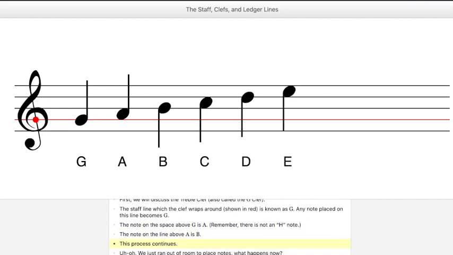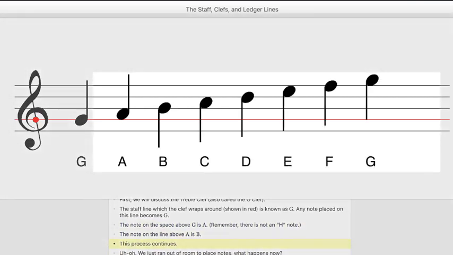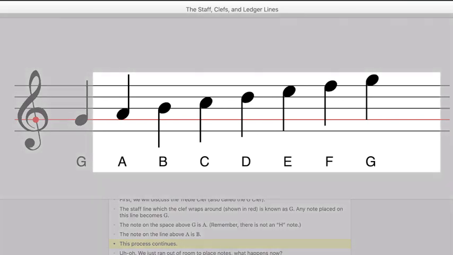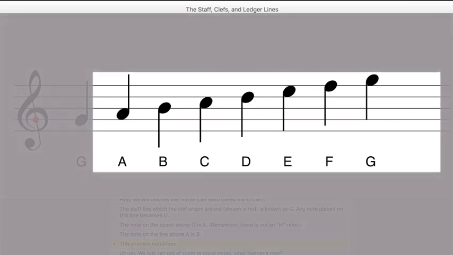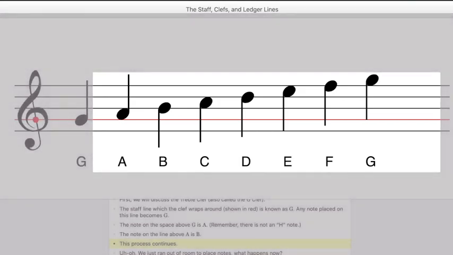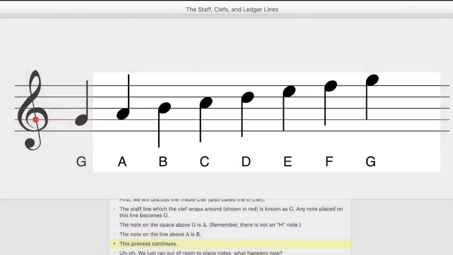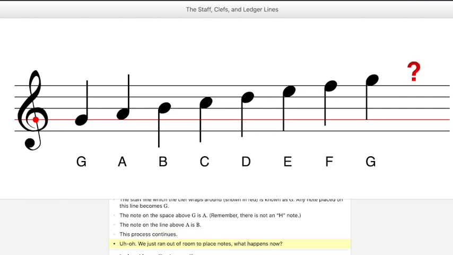Pay close attention as these letters go up. You'll see that it's in the order of the alphabet. The first 7 letters of the alphabet, repeating over and over, A being the lowest note, and G being the highest note before it repeats the A again. But we just ran out of space on the top. Can we go higher? Absolutely.